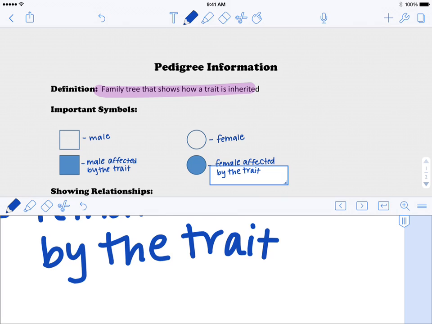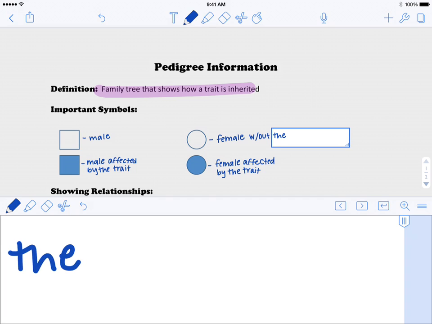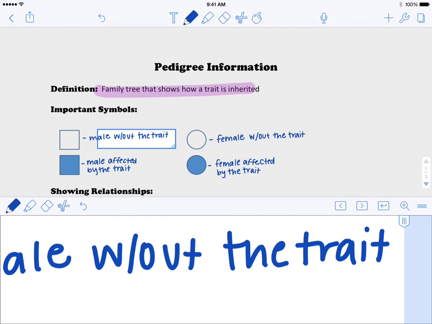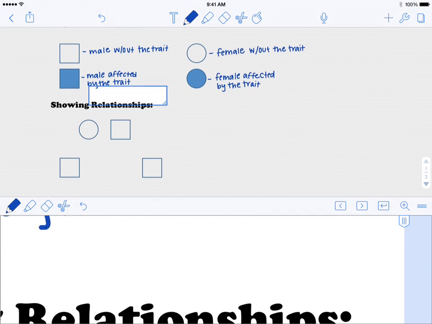Sometimes we're not going to look at something as depressing as a genetic disorder, and that would just mean that the female possesses whatever trait we're tracing. Then up here, an open circle is a female without the trait, and an open square is a male without the trait. Because again, what's important to the scientists as they're looking at these pedigrees is who has the trait and who possesses it.